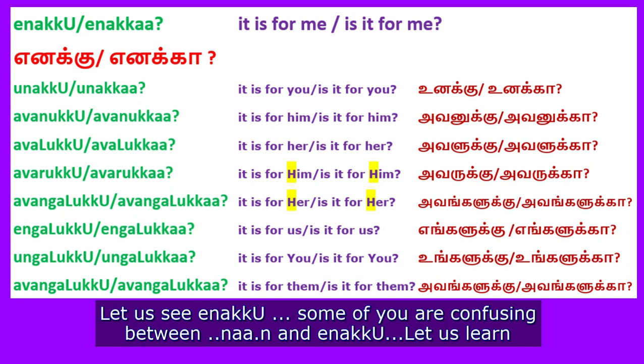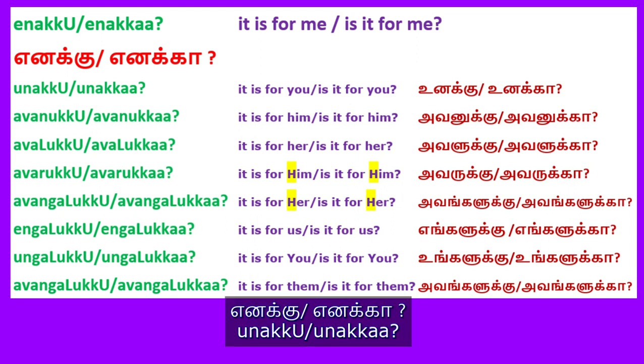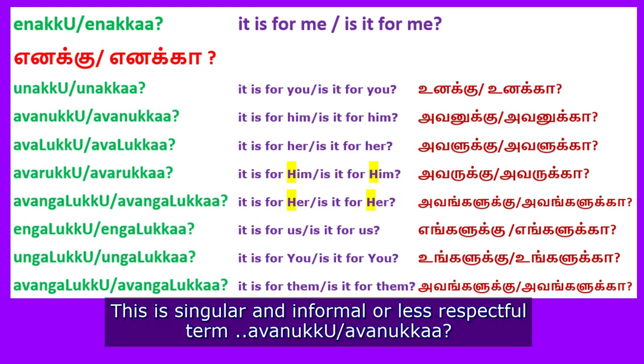Let us see Enakku. Some of you are confusing between Na and Enakku. Let us learn it here. Enakku, Enakka. It is for me. Is it for me? Unakku, Unakka. It is for you. Is it for you? Unakku, Unakka. So this is singular and informal or less respectful term.